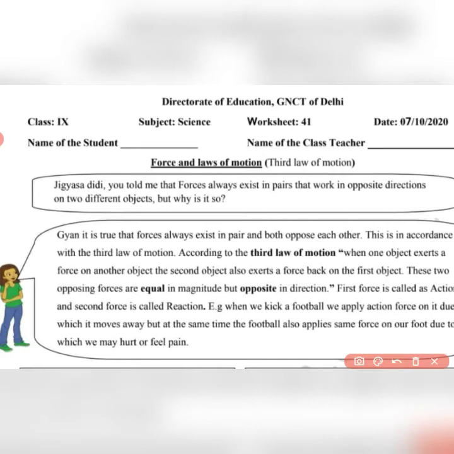As we have discussed in our previous worksheets, force always exists in pairs and in opposite directions on two different objects. So why is this happening? Here is the answer: it is in accordance with the third law of motion, which states that when an object exerts a force on another object, the second object is also exerting force on the first object. These two opposing forces are equal in magnitude but opposite in direction. The first force is known as action and the second force is known as reaction.